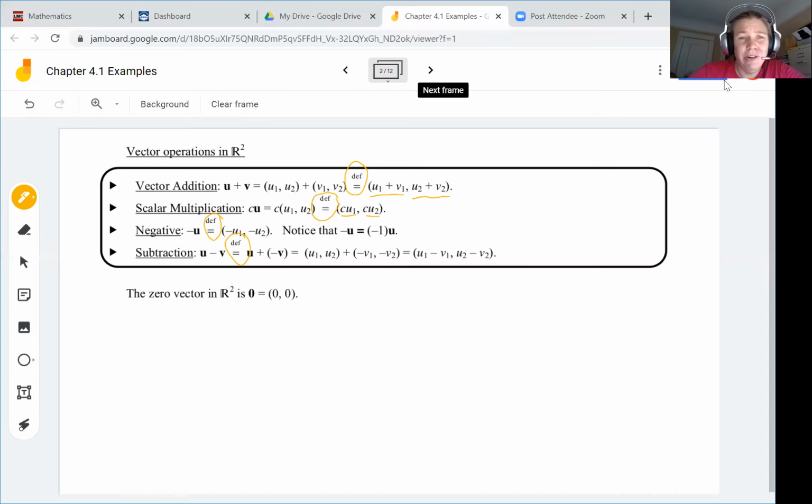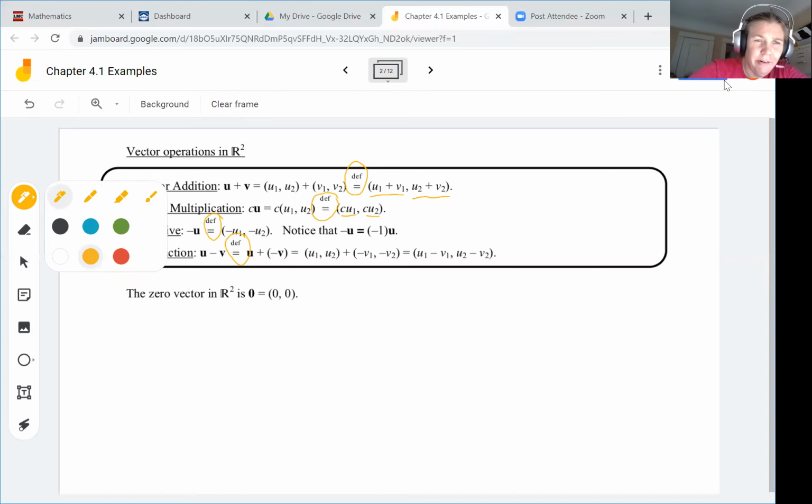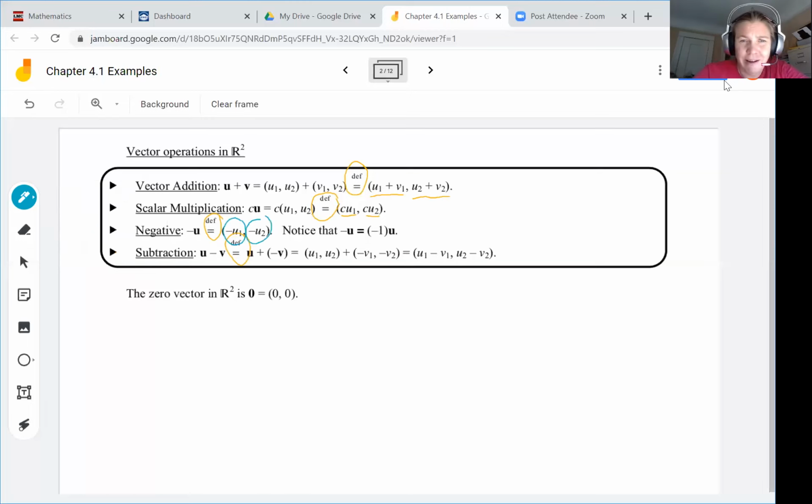A negative vector, for example, if you've got negative u here, each component gets the negative. And so that's the same as saying the negative u vector is -1 scalar times the u vector. So your negative goes through to both components of the vector there.